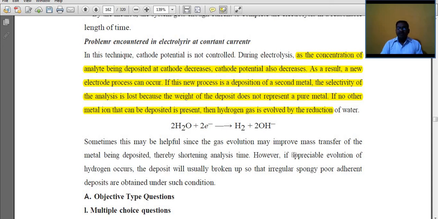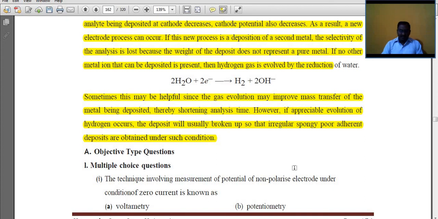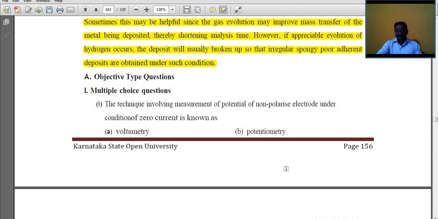If no other metal ion that can be deposited is present, then hydrogen gas is evolved by the reduction of water. Sometimes this may be helpful since the gas evolution may improve mass transfer of the metal being deposited, thereby shortening analysis time. However, if appreciable evolution of hydrogen occurs, the deposit will easily break up, so that irregular, spongy, poorly adherent deposits are obtained under such conditions.